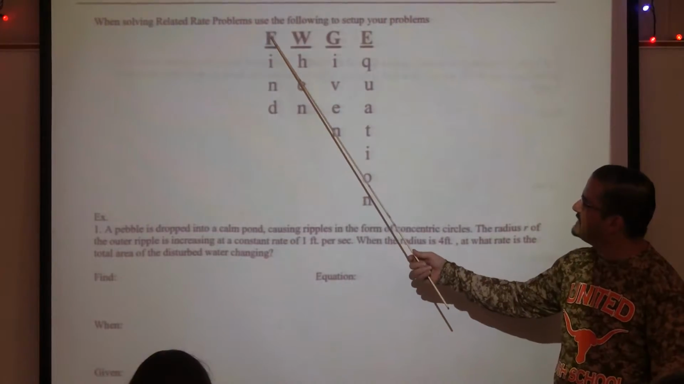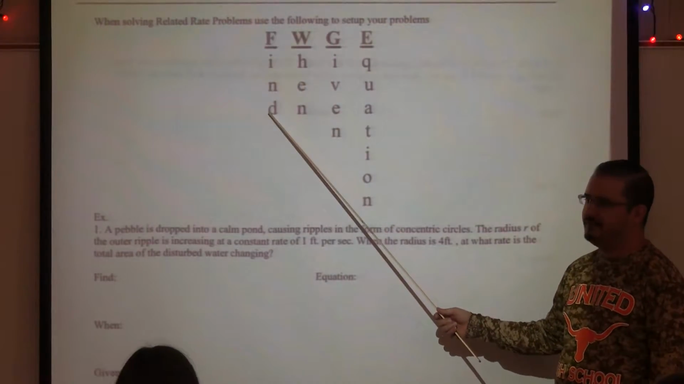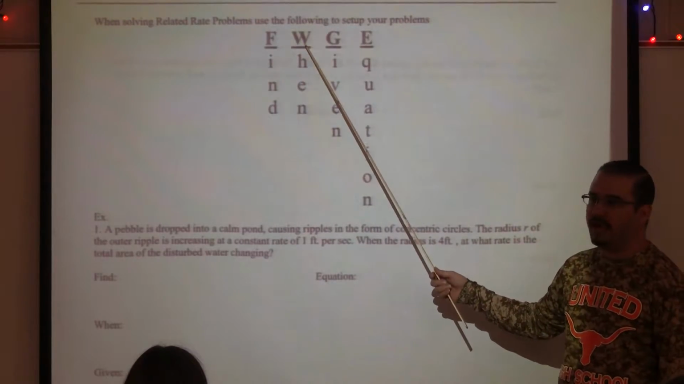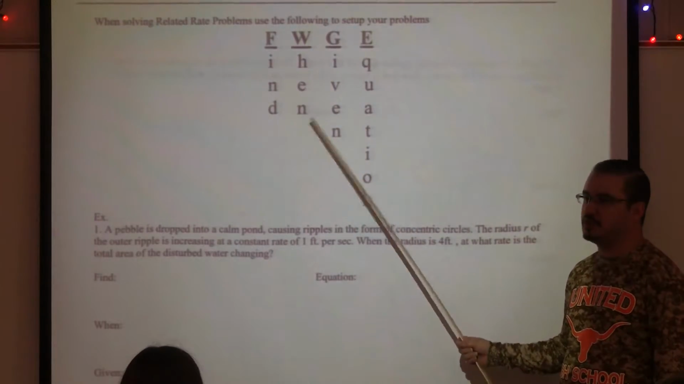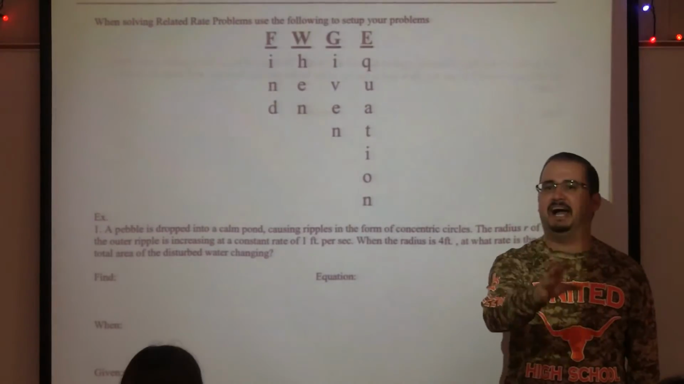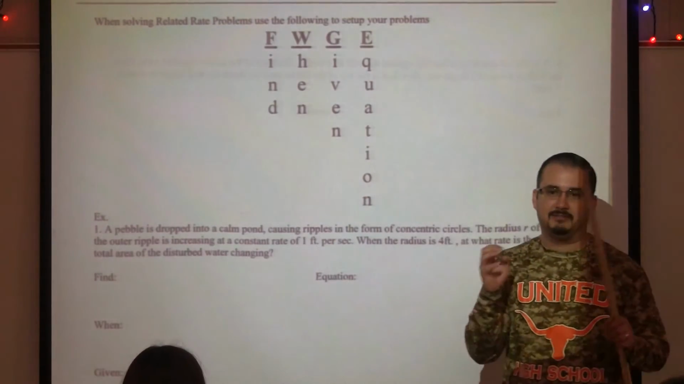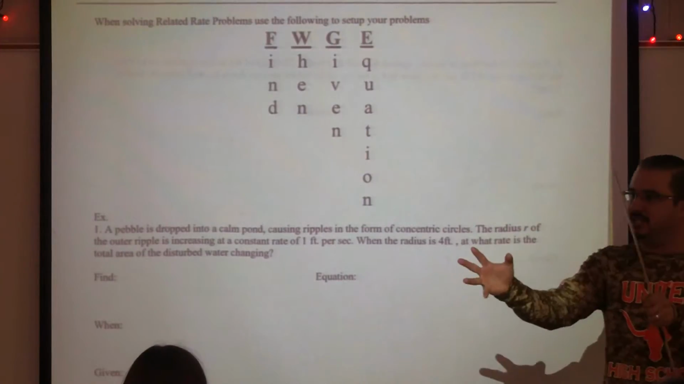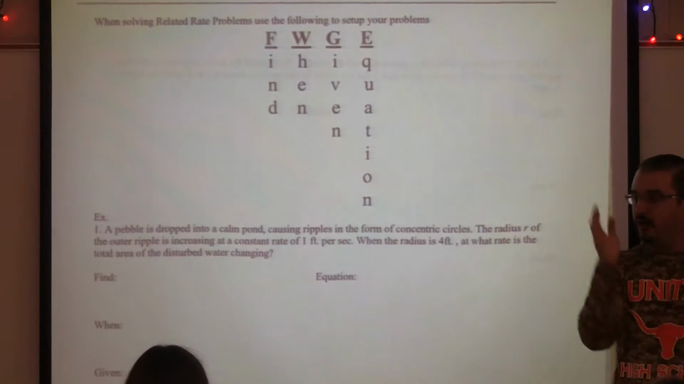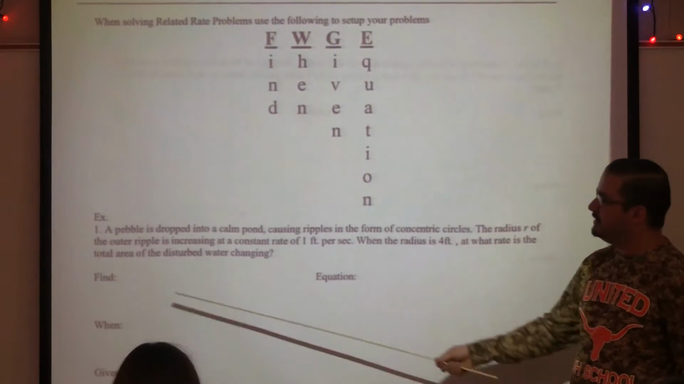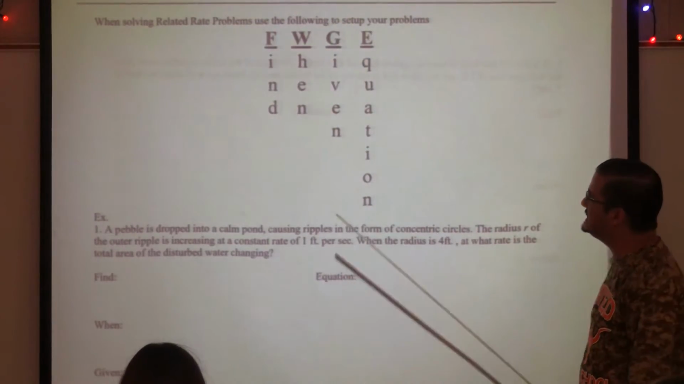that problem, what is it that I'm trying to find? The second thing you write a W, and you say, okay, when? Usually it'll say find this when this equals that. So it's kind of obvious, right? It's telling you find this, oh that's what I'm finding. When? Oh, when this equals this. So it's usually pretty straightforward. You can fill up the find and the when really easily.